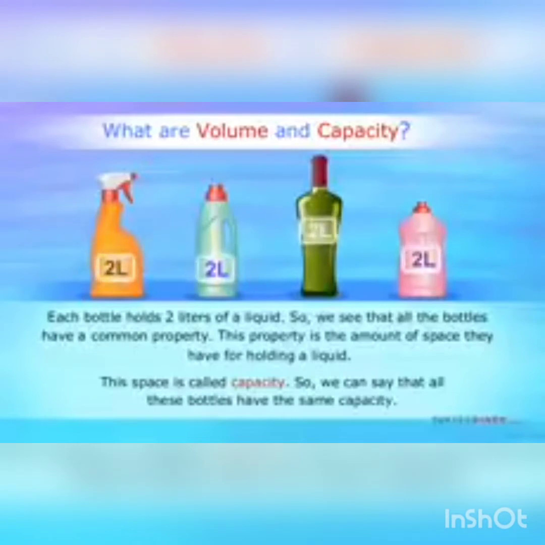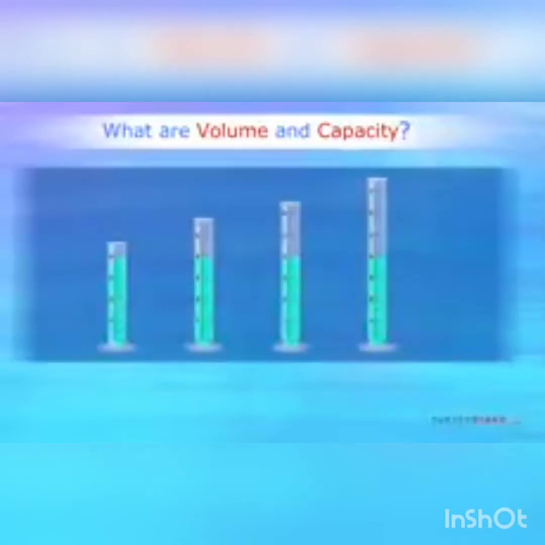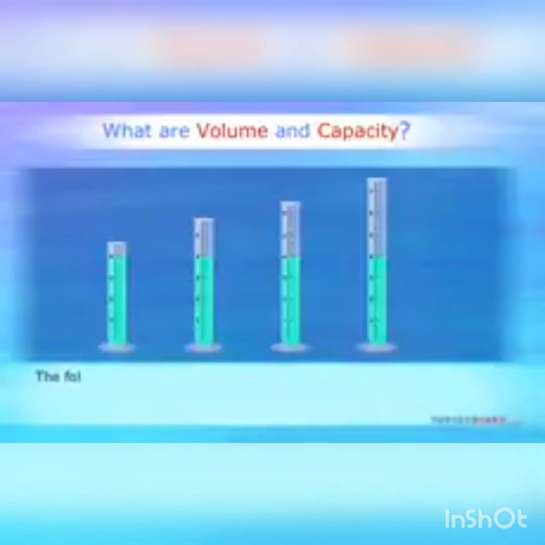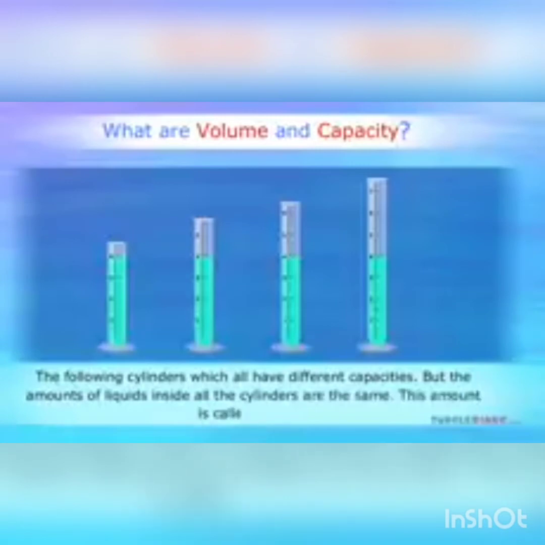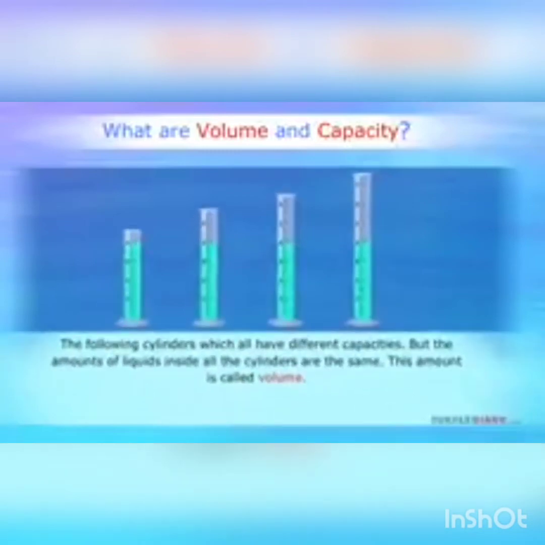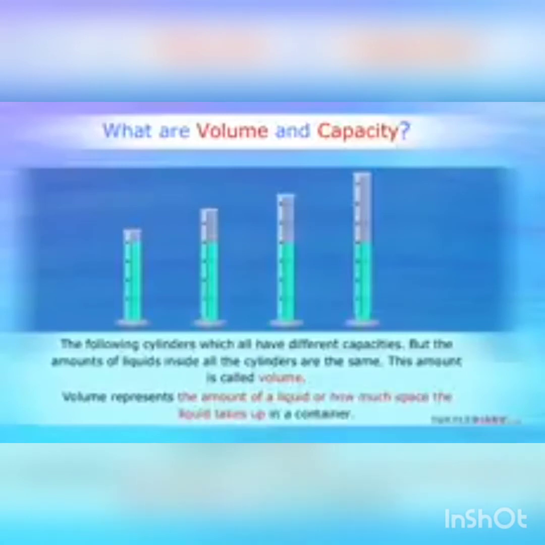Sometimes the amount of liquid inside the jars is the same, but the capacities of the containers are not the same. The following cylinders all have different capacities, but the amounts of liquid inside all the cylinders are the same. This amount is called volume. Volume represents the amount of a liquid, or how much space the liquid takes up in a container. I hope everybody is clear.